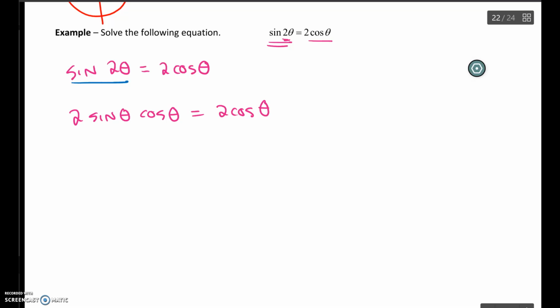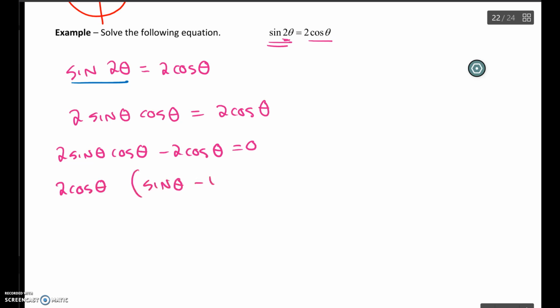Move the cosine over, 2 sine theta cosine theta minus 2 cosine theta. Factor out a 2 cosine theta, leaves me with sine theta minus 1. Set this equal to 0. Set this equal to 0.